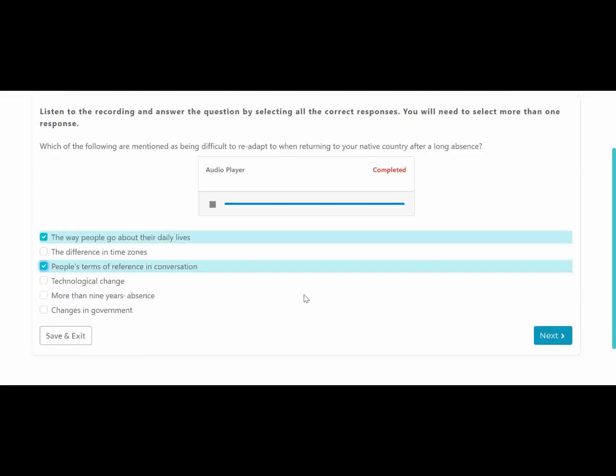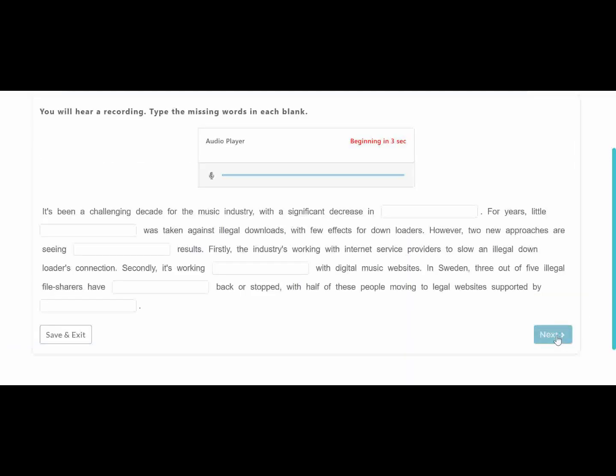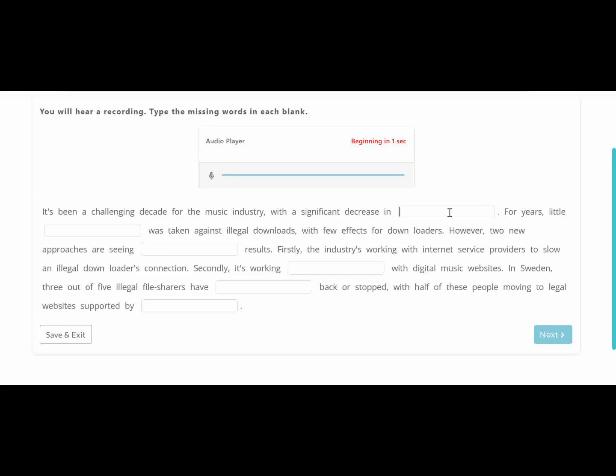So according to me, option A is the correct option and option C is the correct option, but we will check the answer later. I will show you the answer also and the score also. So next might be listening, filling the blanks, so keep your cursor here.